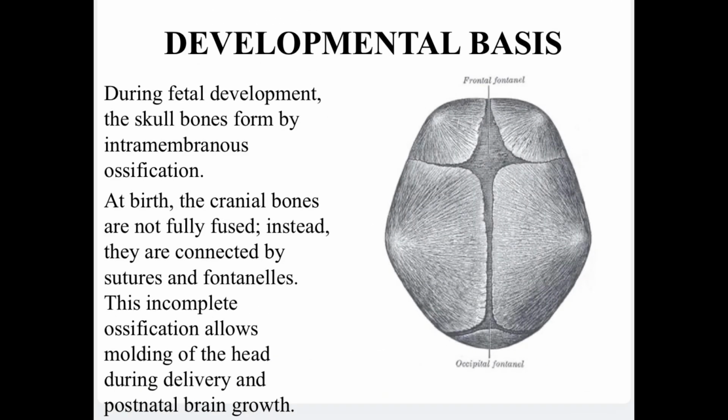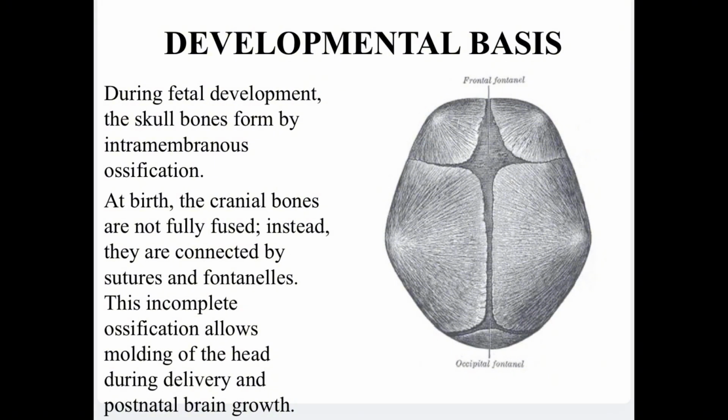During fetal development, the skull bone is formed from intramembranous ossification, because there are two types of ossification here: endochondral ossification and intramembranous ossification. So the skulls are formed from intramembranous ossification, because after birth the cranial bones are not fully fused. They are connected by sutures and fontanelles, but these sutures are incomplete. They are incomplete due to incomplete ossification, allowing remodeling of the head during delivery and postnatal brain growth. Do you understand it now?